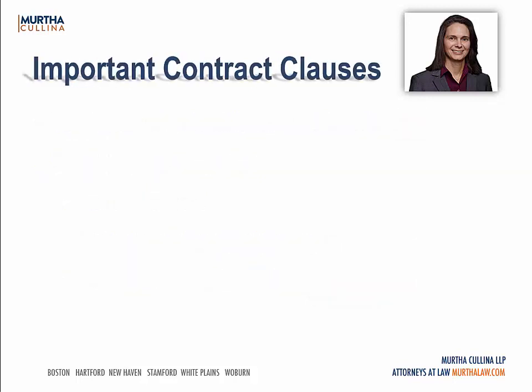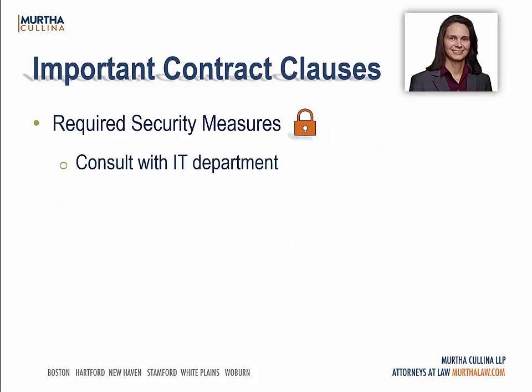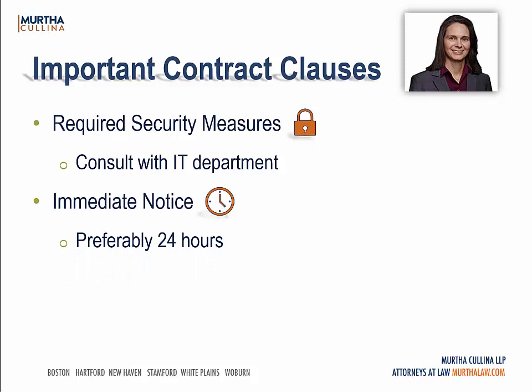Next, be sure that your contract with your vendor has a few key provisions. First, the contract should detail the security measures that you will require the vendor to implement. Be specific and reserve the right to periodically confirm that the vendor is in fact meeting those requirements. Again, your IT department will be helpful here. Second, be sure to have a provision that requires the vendor to provide you with immediate notice of a security incident that could impact your information. And define immediate. 24 hours is ideal, but 3 to 5 business days may also be acceptable.